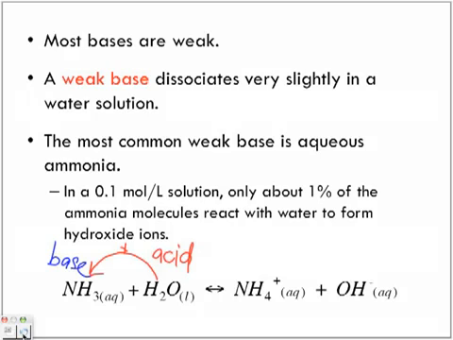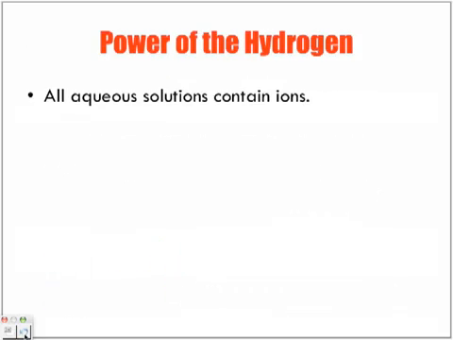This gives off pretty much our conjugate acid and our conjugate base, right? We still have the OH. So as a weak base, only 1% will actually dissociate like this. 0.1 moles per liter will actually dissociate like this. The remaining molecules of ammonia will remain as such. So, power of the hydrogen. Here we're going to be looking at pH. I'm just reminding you guys about pH, but this time we're actually going to be making some calculations on pH.